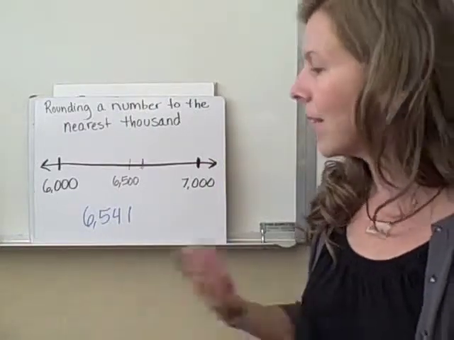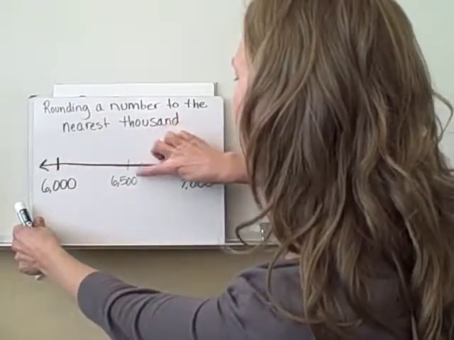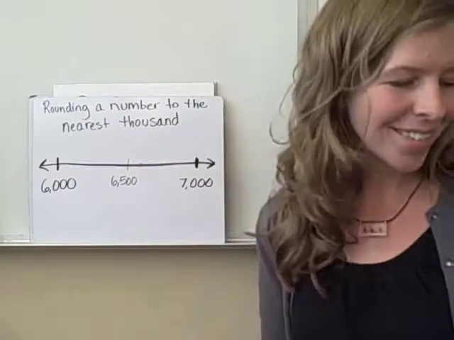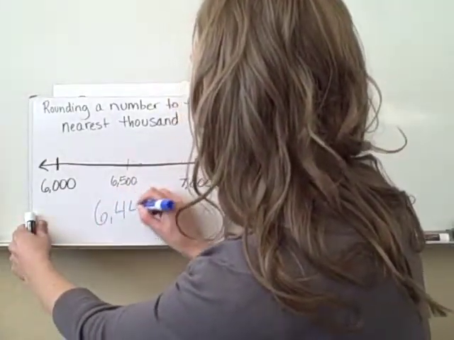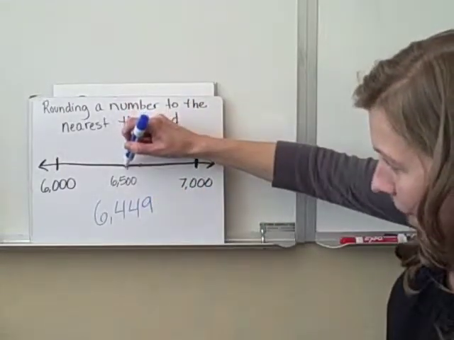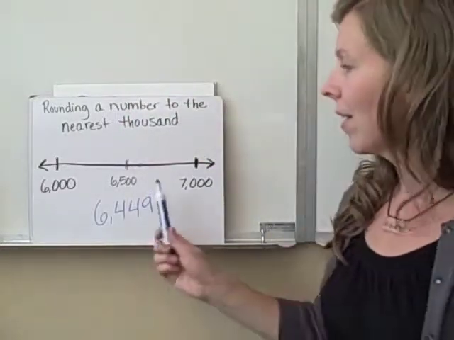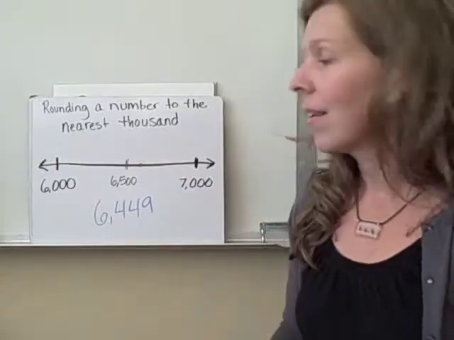Let's get a number that's less than that. Let's try something really close. 6,449. I know. It's going to be hard to draw it right in, but it's going to be right about here, right? Just below 6,500. Since it's on the other side, we'll round down to 6,000.